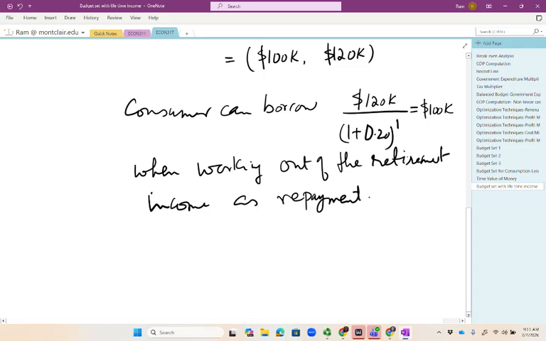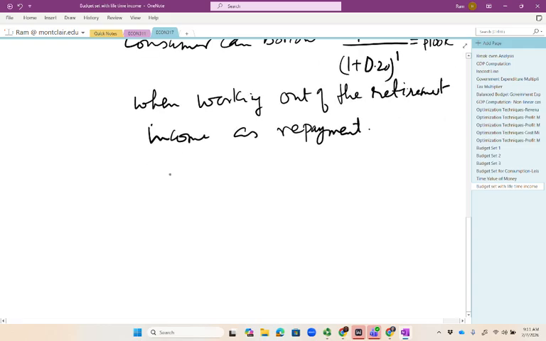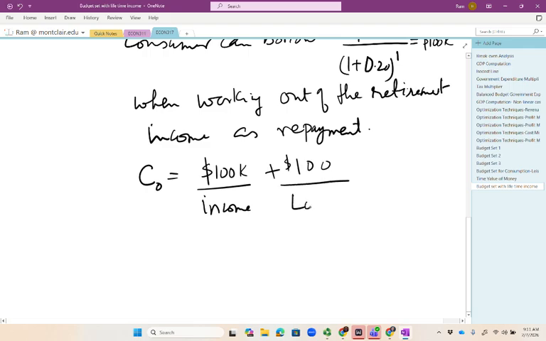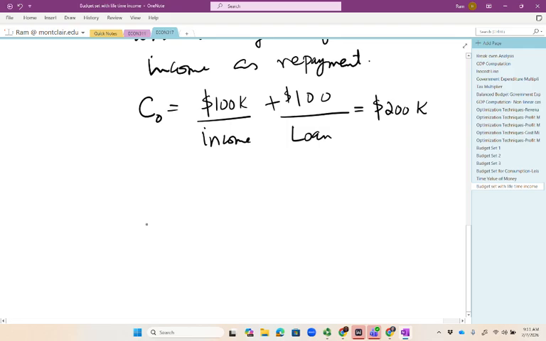This is one possibility, which means the maximum amount the consumer can spend while working, C0, is the 100K, which is the income, plus another 100K, which is the loan, which needs to be repaid when retired, and the interest rate is 20%. So that can be done given the fact that the consumer earns 120K. So the maximum amount the consumer can spend while working is 200K.